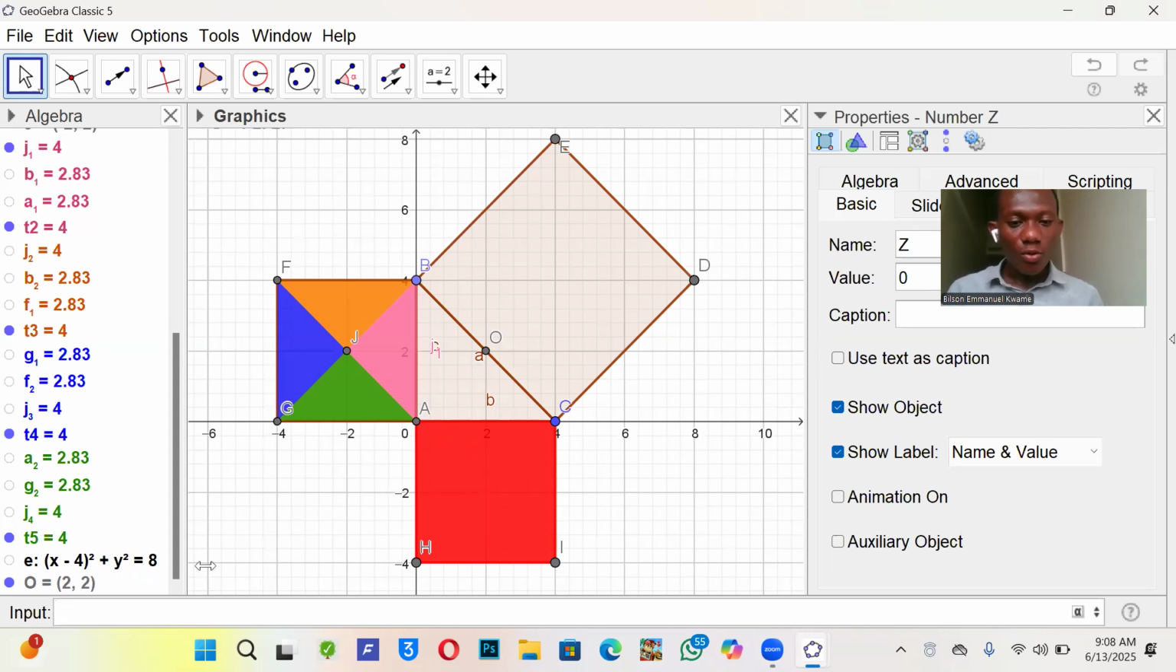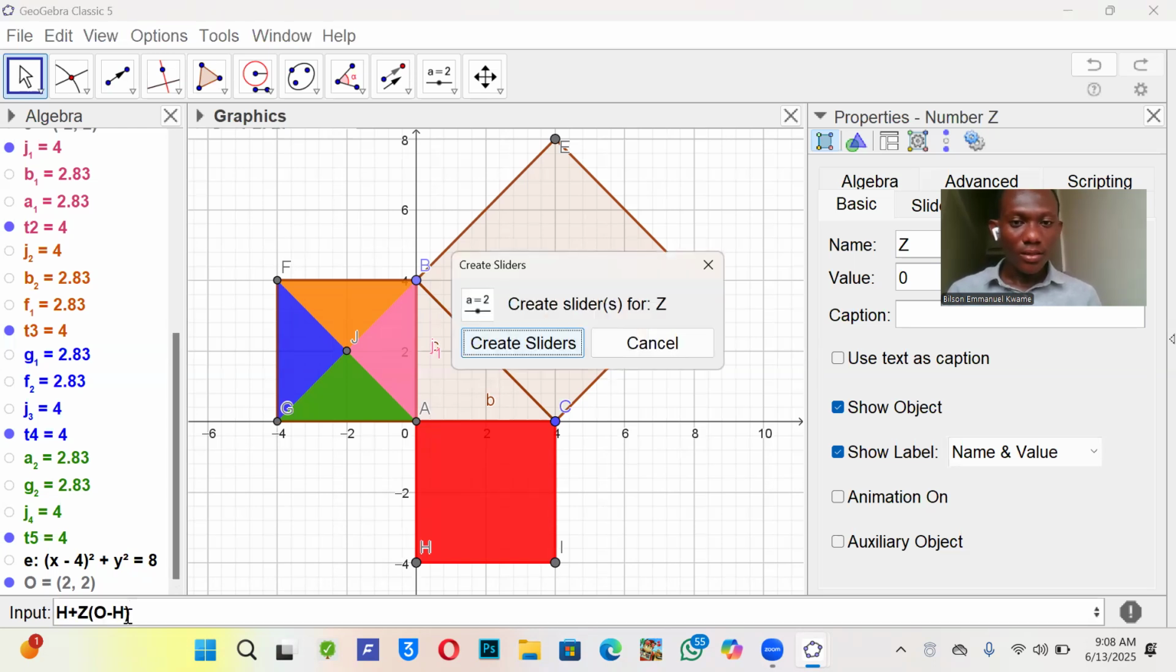Now we want to move the H to where the O is. So where the O is, plus, together with a slider, right? So we are moving it together with a slider. Then the point that we are moving is what? From O minus H, right? That is H. We get this. We press on enter.